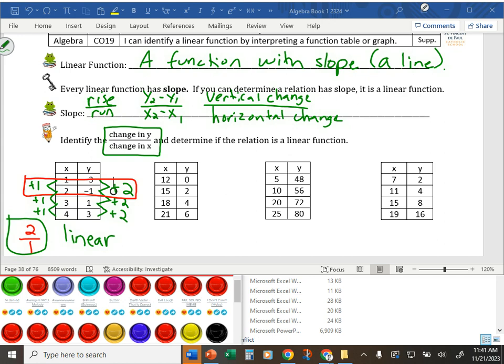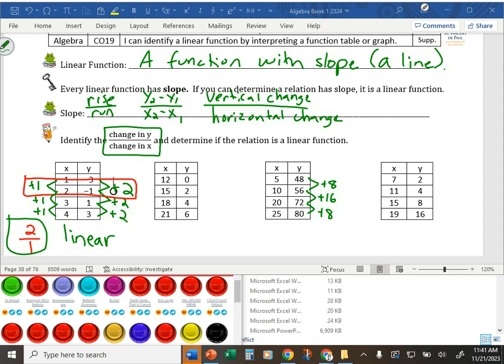Let's look at the change in y. What's the change from 48 to 56? +8. What's the change from 56 to 72? 16. I'm a little nervous, but let's continue. What's the change from 72 to 80? +8. Okay. Now, just because that change isn't consistent doesn't mean you can stop.